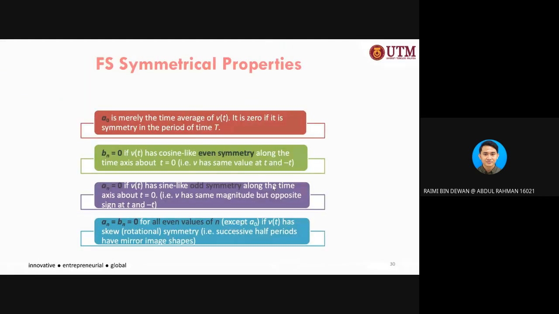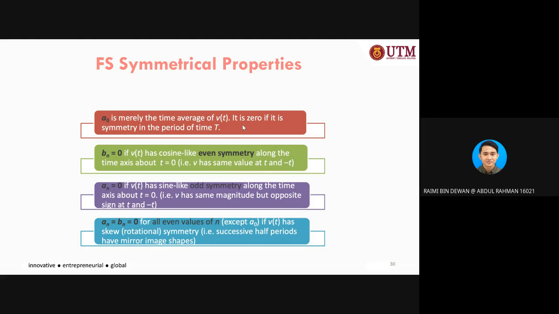Okay, Fourier series symmetrical properties. We can use these symmetrical properties to simplify our equation, so you don't have to do so many things, because some things are already simplified. For example, a naught. Be careful, a naught is merely the time average. It is 0 if the signal is symmetric over the period. So if you have a signal which is symmetric along the horizontal axis, a naught is automatically 0.